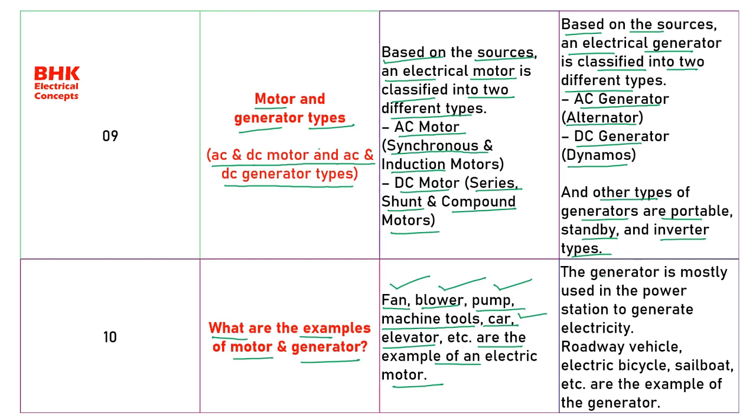And coming to the examples of generator, the generator is mostly used in the power station to generate electricity. And here roadway vehicles, electric bicycles, sailboat are the examples of generator. So all these are the examples of a generator. Okay, so here these are the comparison between the motor and the generators.